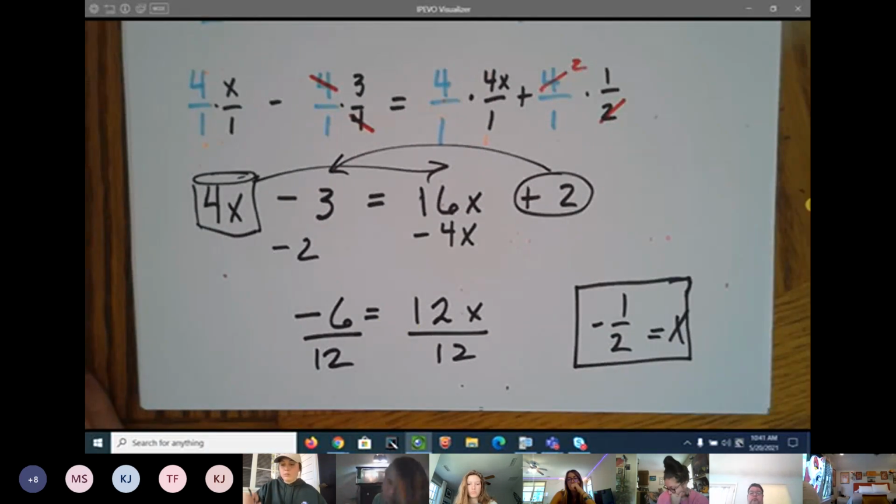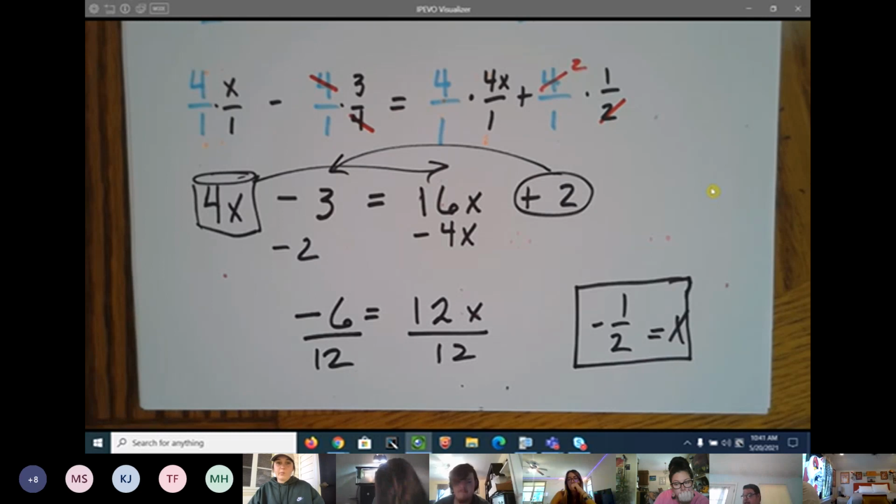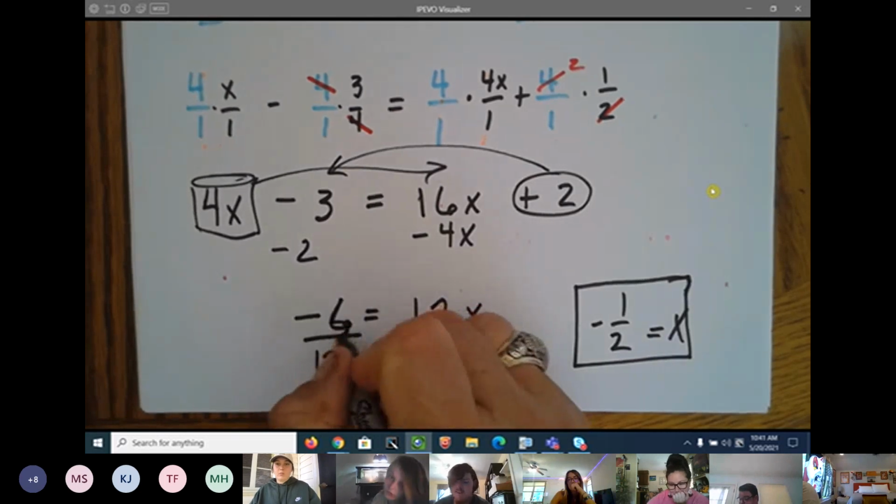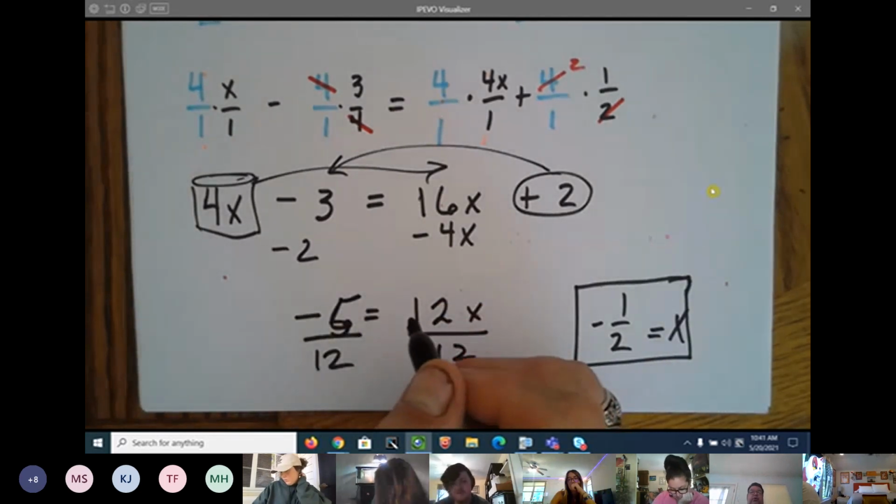Wouldn't it be -5 instead of -6? Yeah, thank you. 3 plus 2 is not 6. I suck. Thank you, whoever corrected me. Thank you.